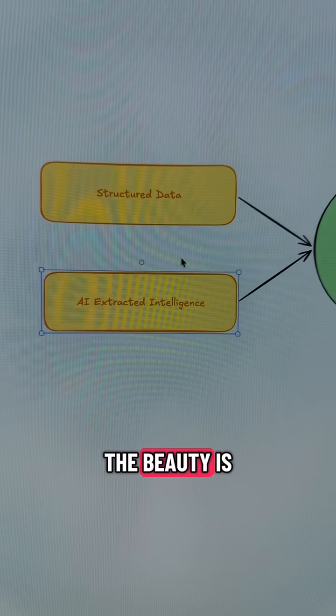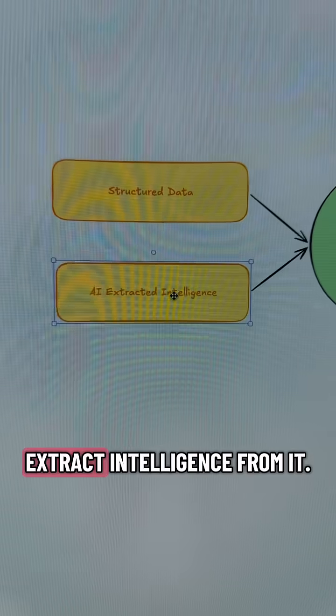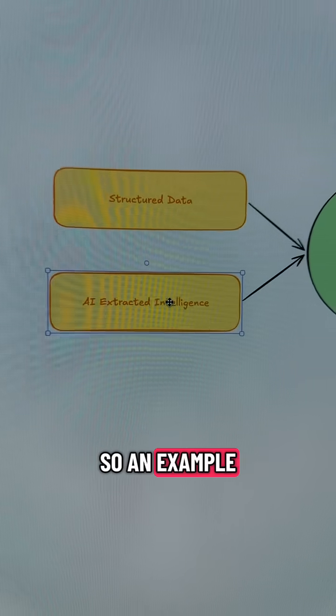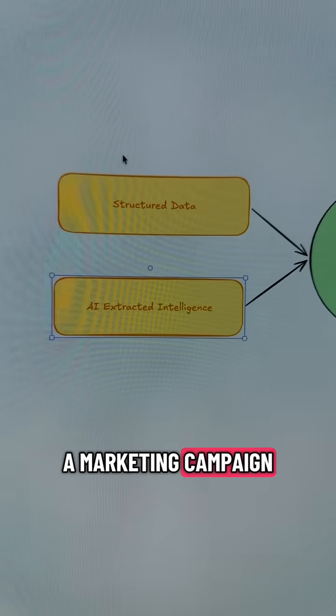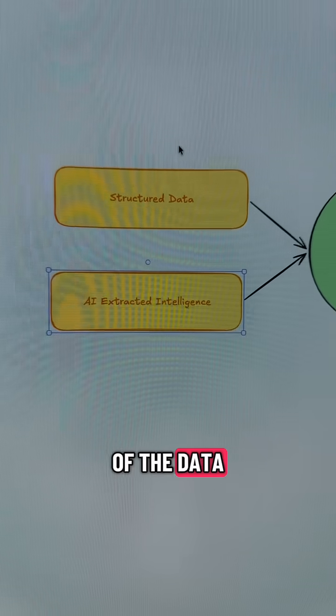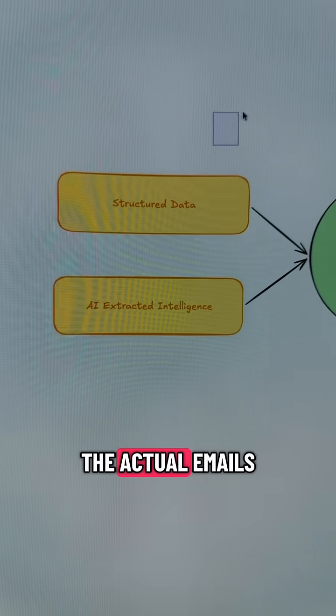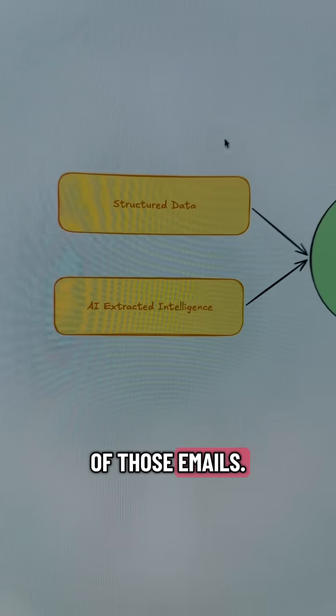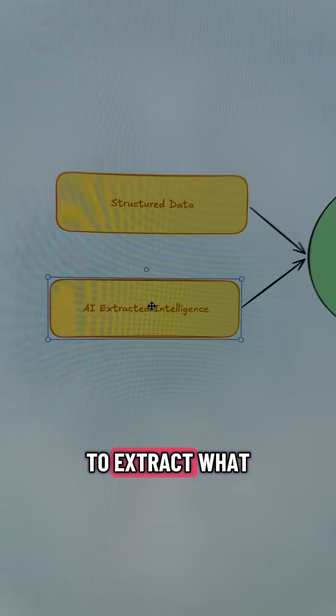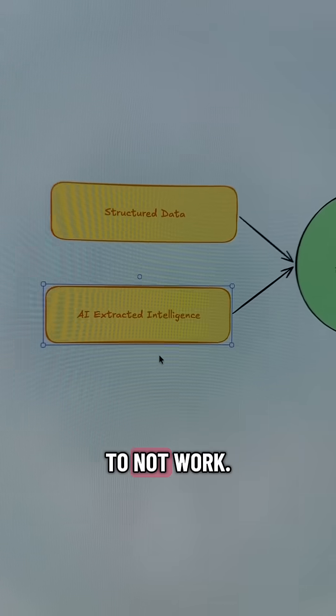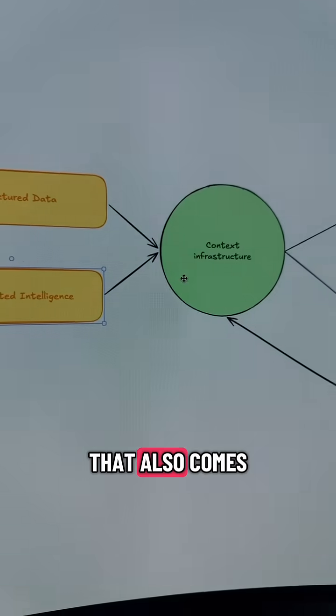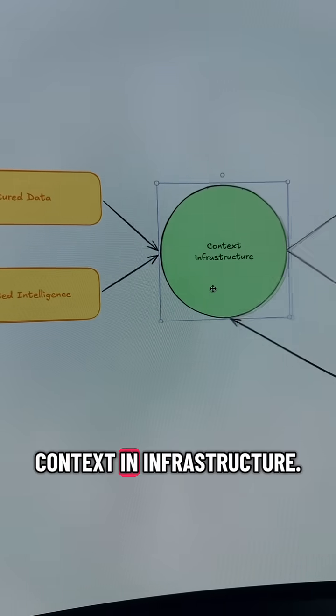But the other part here is AI extracted intelligence. And the beauty is you can take structured data, give it to an agent to extract intelligence from it. So an example of that would be we have a marketing campaign that runs, we have all of the data from the marketing campaign, and we have the actual emails and the copy of those emails. We give that to an LLM to extract what seemed to work and what seemed to not work from that campaign. That also becomes part of your context infrastructure.